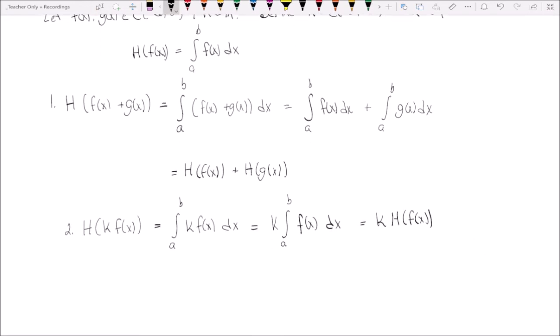Both properties are satisfied, so we can therefore conclude that h from the set of all continuous functions to the set of real numbers is a linear transformation.